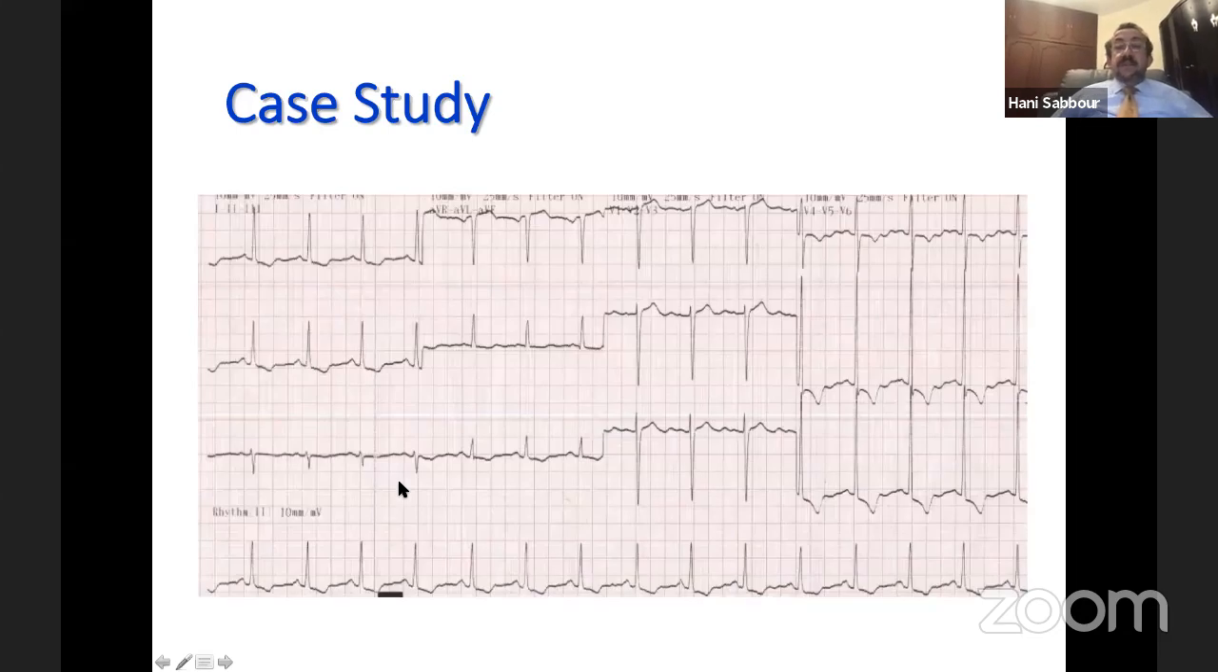But what about the ECG? So what do we see here in the ECG? The patient has concentric LVH, and you can see very large voltages here and strain pattern, may even have ischemic heart disease.